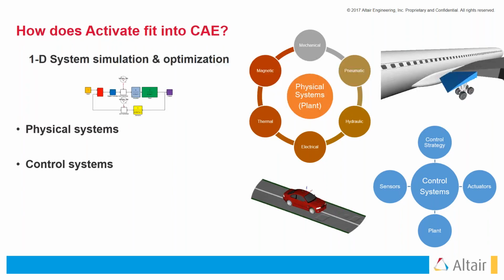The plant model may be your hydraulic model, maybe an electrical or thermal model, depending upon your domain applications in aerospace, automotive, or any industry. MotionSolve is used for building a plant model, and Activate is for model-based design with a block-based approach for building your controls and verifying them virtually.